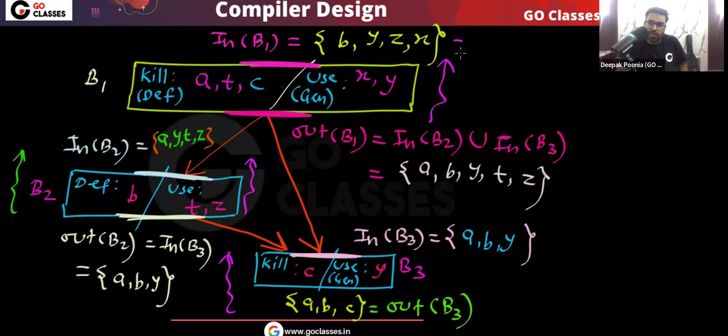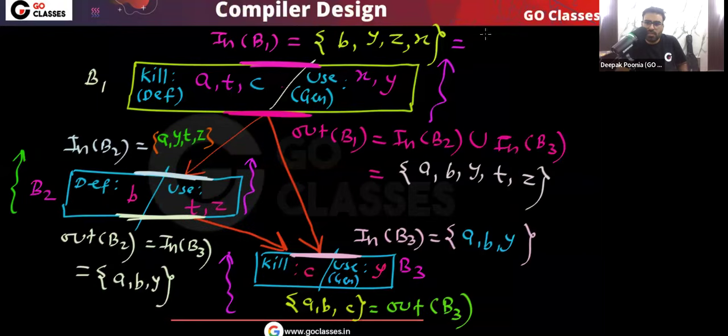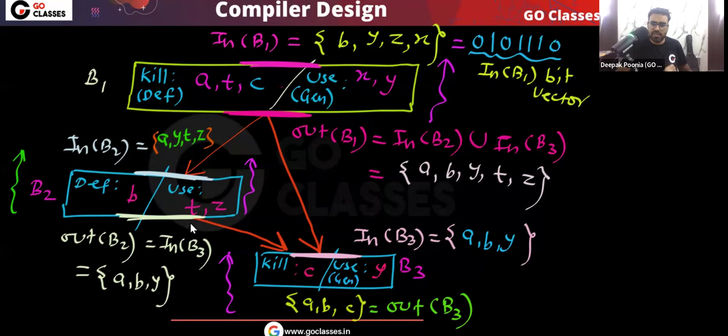Okay. In terms of bit vector, how to write it? You can see the order is ABC XYZT. So in terms of bit vector, I will say A is 1, B is 1, then C is not alive, so 0, then ABC XYZT. Okay, this will be the bit vector. I can say this is the bit vector for in of B1. Is this clear?